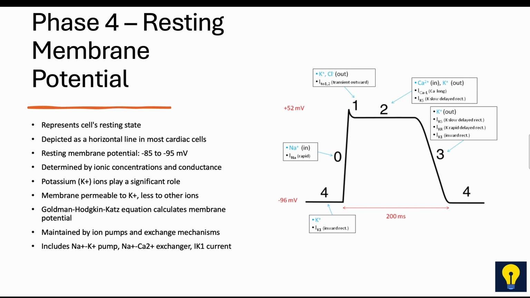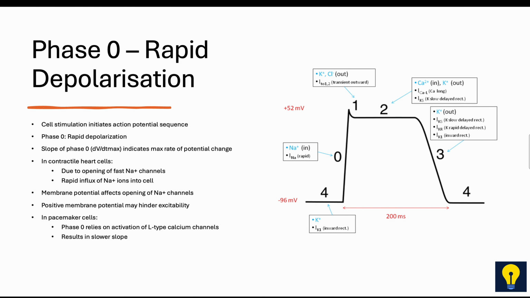Now let's go to phase 0. Phase 0 is also called rapid depolarization. In here, a cell is electrically stimulated, and this happens typically by an adjacent cell. As we've discussed before, an action potential happens following a constant trajectory. So it's a sequence of actions that begins by involving the movement of ions, cations and anions, leading to the generation of the cell's action potential.